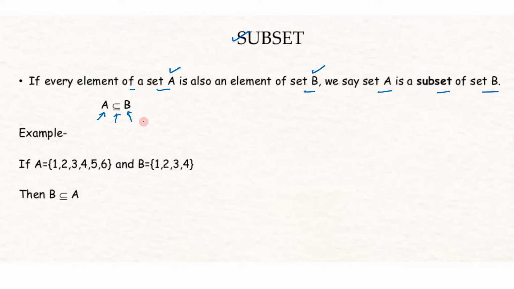In order to understand this concept, take for example, we have a set A whose elements are 1, 2, 3, 4, 5 and 6. We have another set, set B, whose elements are 1, 2, 3 and 4. Here it can be observed that each and every element of set B is also an element of set A. So we can say that set B is a subset of set A.